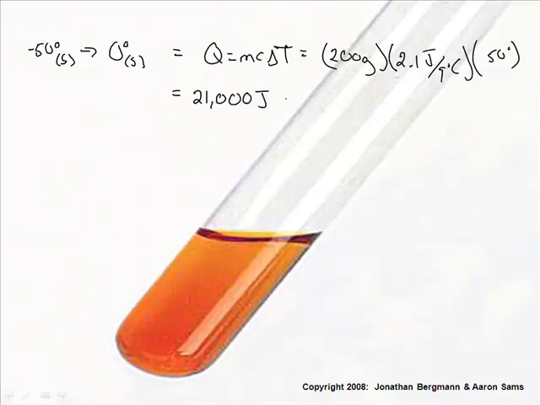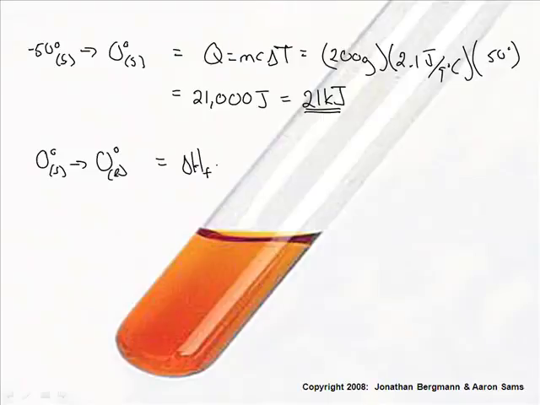Now, what I like to do right away at this stage is just call that 21 kilojoules. I think it's better to work in kilojoules. Then I'm going to go from 0 degrees as a solid to 0 degrees as a liquid. We're going to melt the ice. And you're going to use the equation delta H F times, is it an n or m?